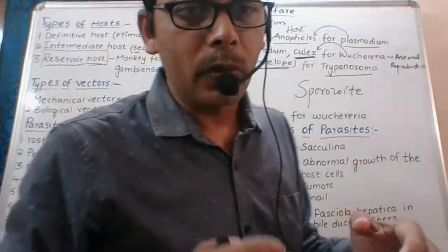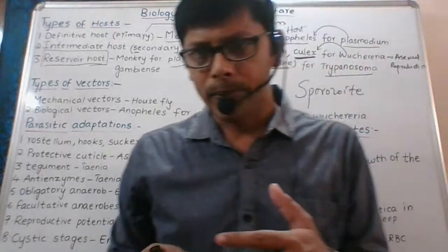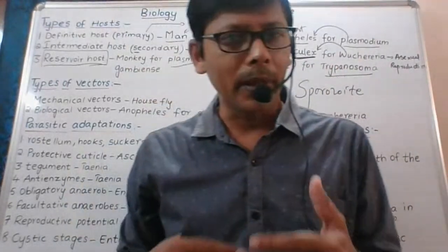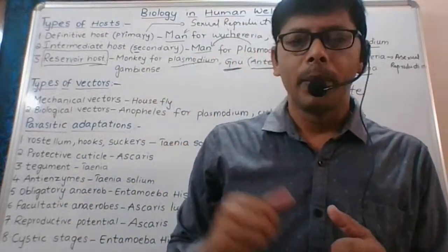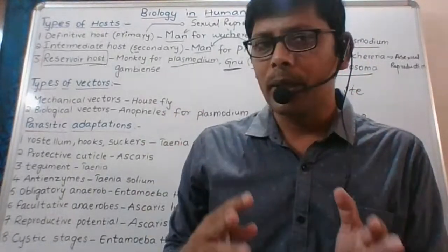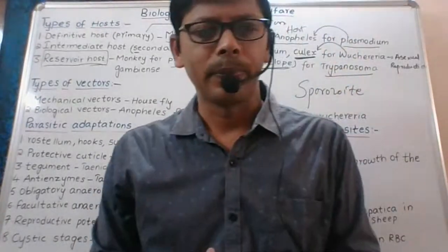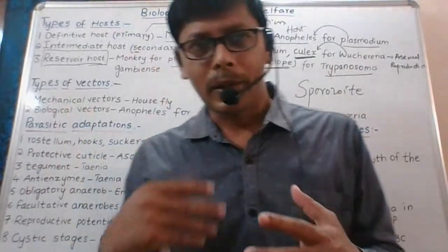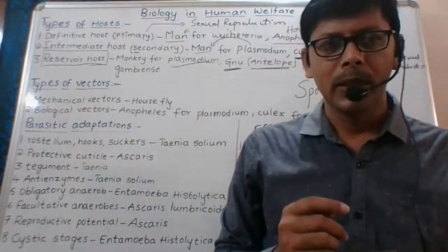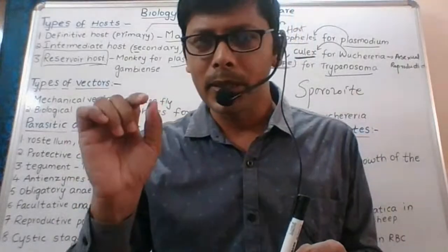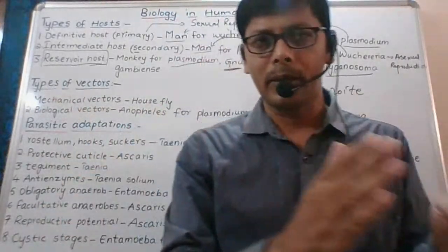Now come to the types of vectors. In physics also you come across the term vector, but here the meaning of vector is different in biology. Vectors are organisms, mostly insects, which transmit disease from one host to another host.